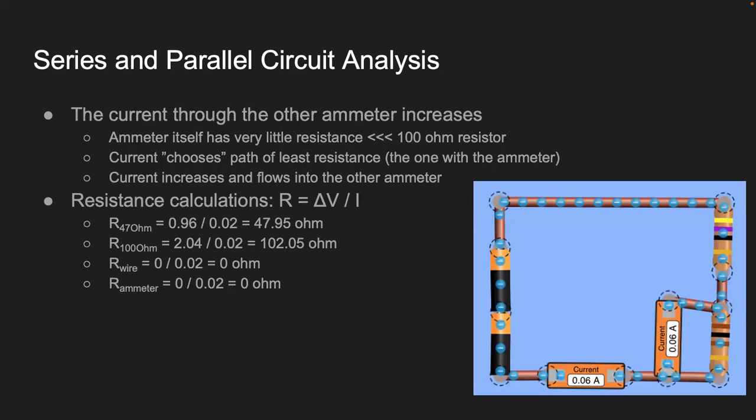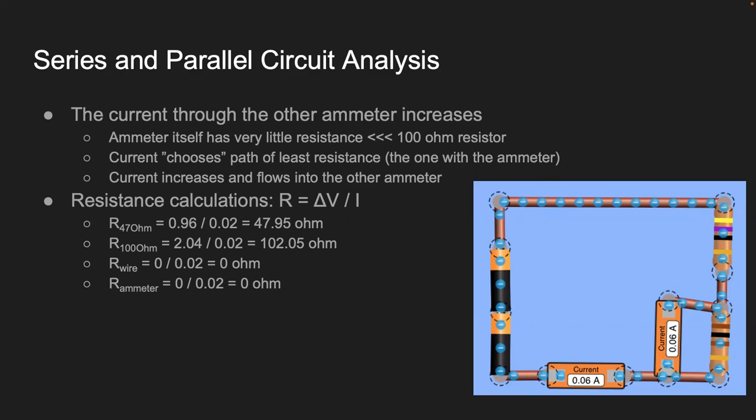Now we added an ammeter parallel to the 100 ohm resistor, and the ammeter itself has very little resistance, much less than the 100 ohm resistor. So the current chooses a different path of least resistance, which is the one with the ammeter, and the current increases and flows into the other ammeter.